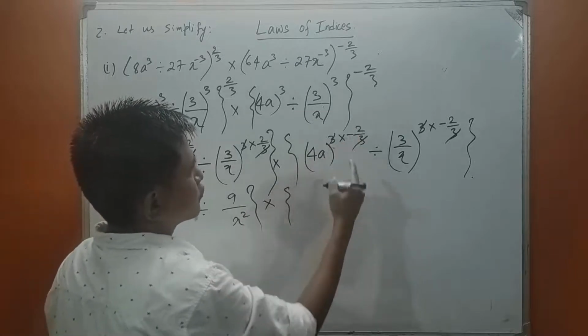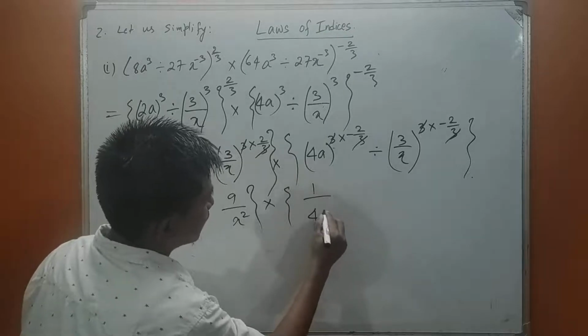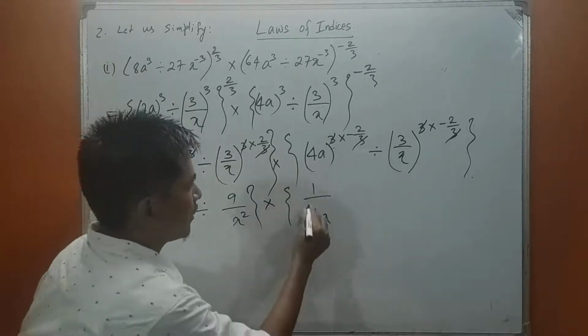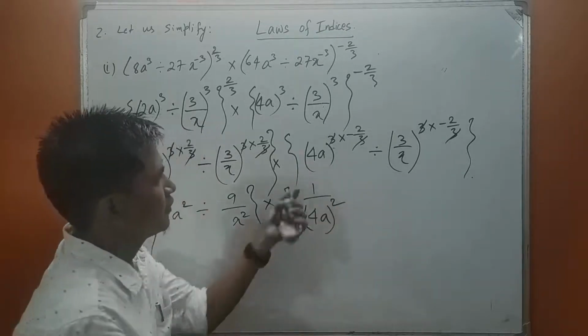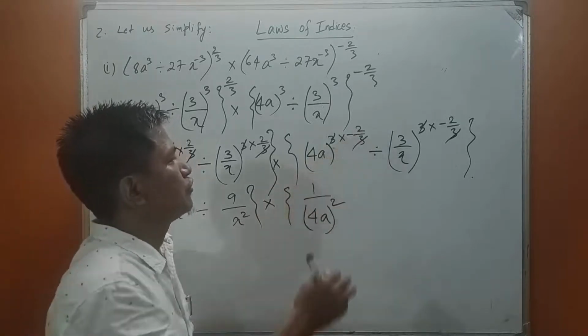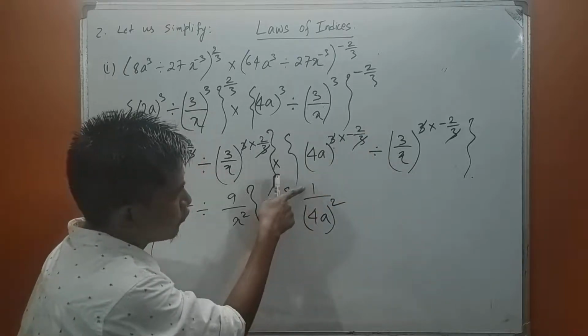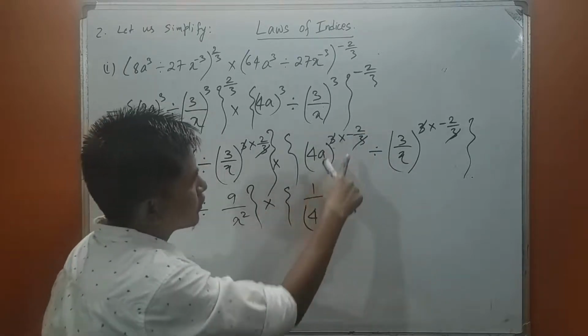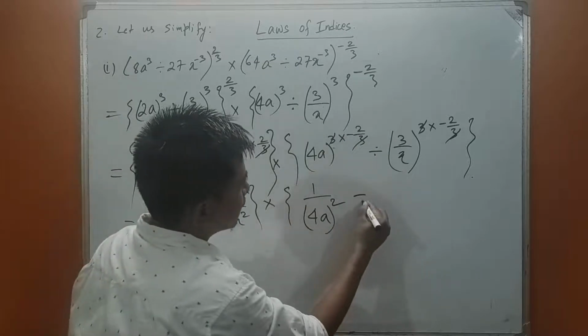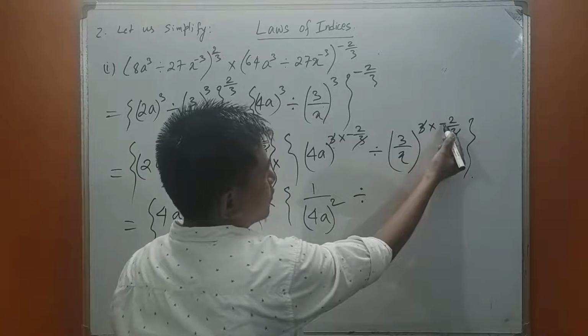4a to the power minus 2, isn't it? So this can be written as 1 upon 4a whole squared. Are you getting me? 4a whole to the power minus 2. So if I take this 4a to the denominator, this minus 2 becomes plus 2, divided by 3 upon x to the power minus 2.